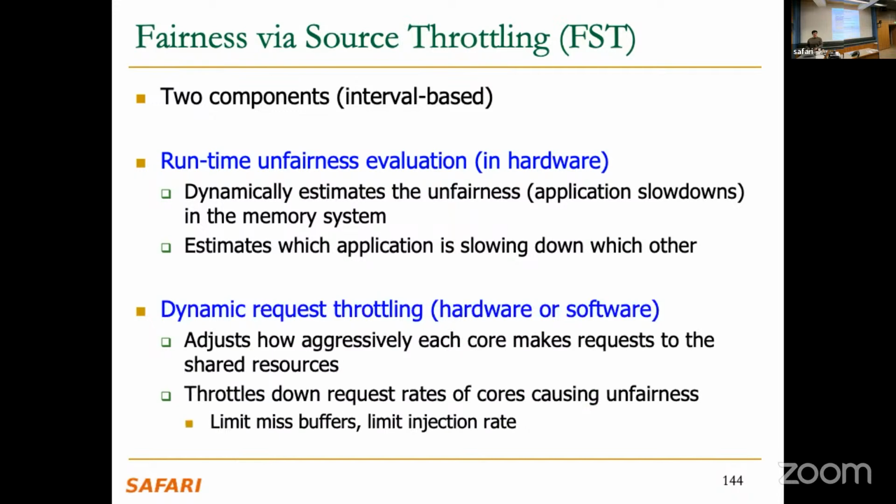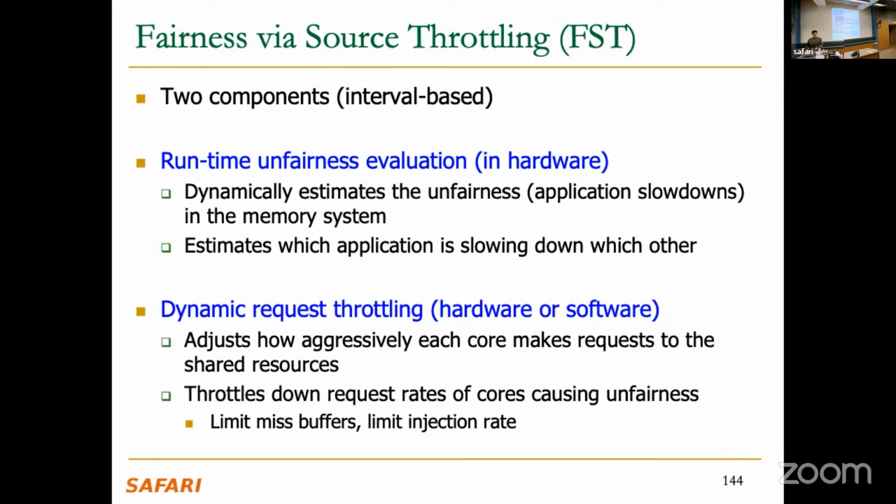And then the throttling part comes in. So we adjust how aggressively each core makes requests to main memory, to the shared resources, not just main memory, sorry. And we throttle down the request rates, of course, that interfere with other cores. And the way you do that is we can limit miss buffers. This is miss status handling registers. So basically, these are buffers that we have in various levels of the cache to maintain data about, maintain information, metadata about requests that are outstanding.